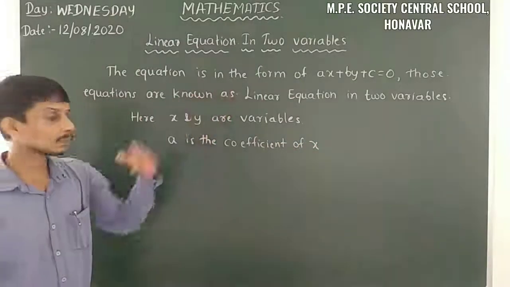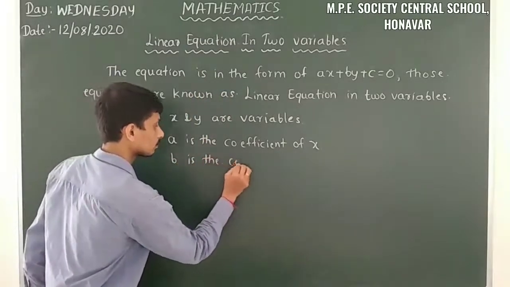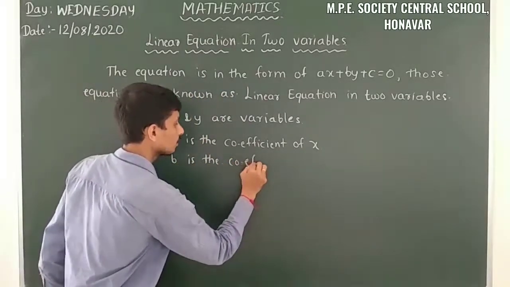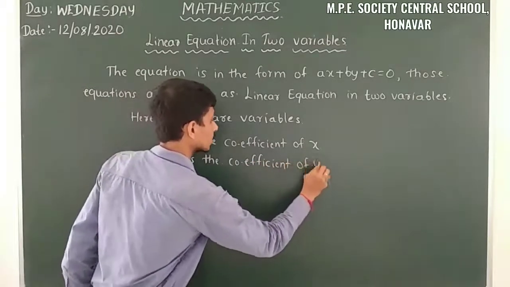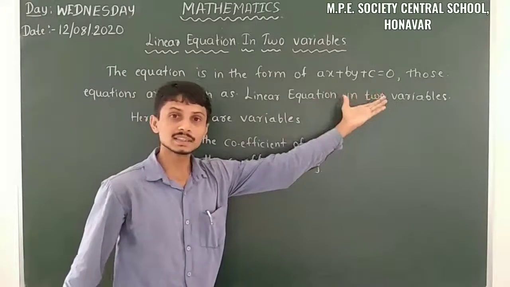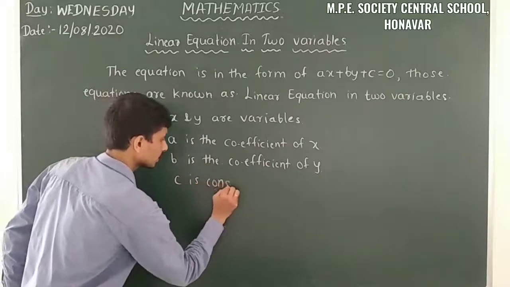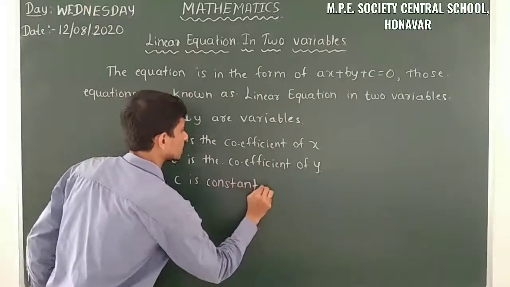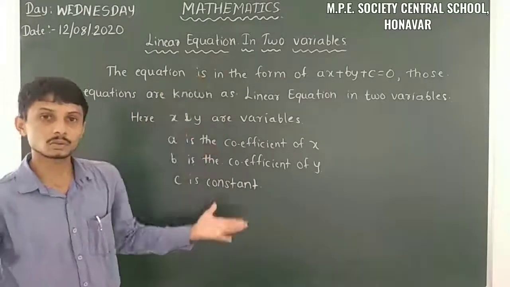Then what is B here? B is the coefficient of y. Then what is C here? C is the constant term. So this is about linear equation in two variables.